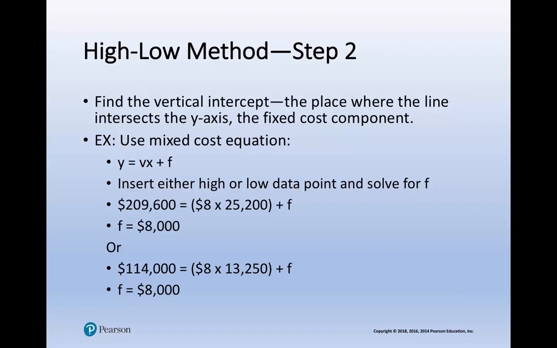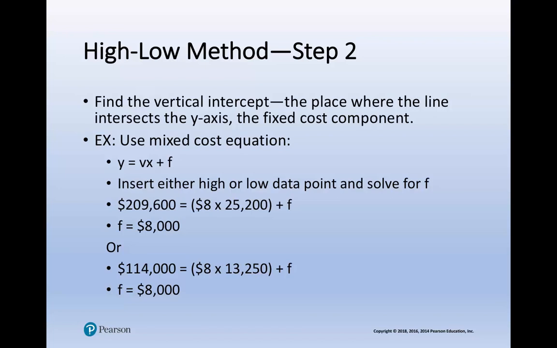Step two, we plug it back into our formula Y equals Vx plus F, and we insert it. They say high or low. I always say just use the high. That way you don't have to think about, is it high, is it low, do I use a random number if there's other ones. If you do the low, it's going to come out the same because it's the same data points. If you just always go with the high, it makes your life a little bit easier.